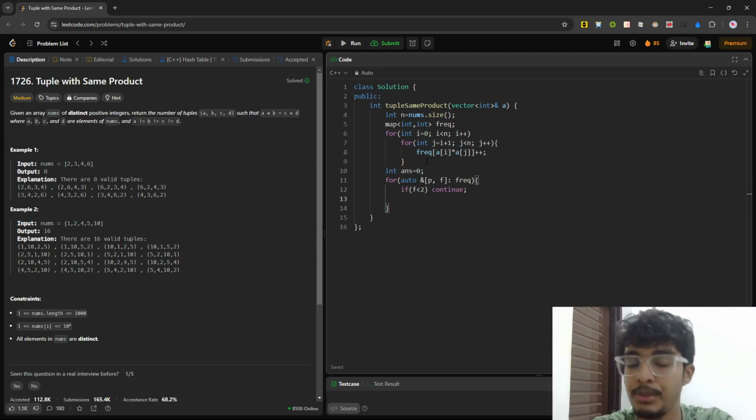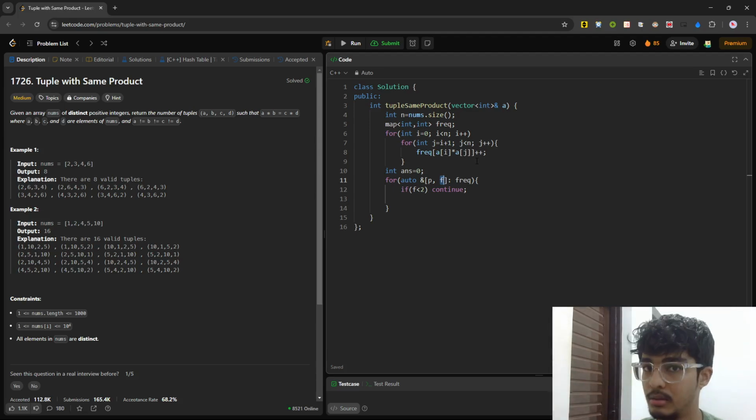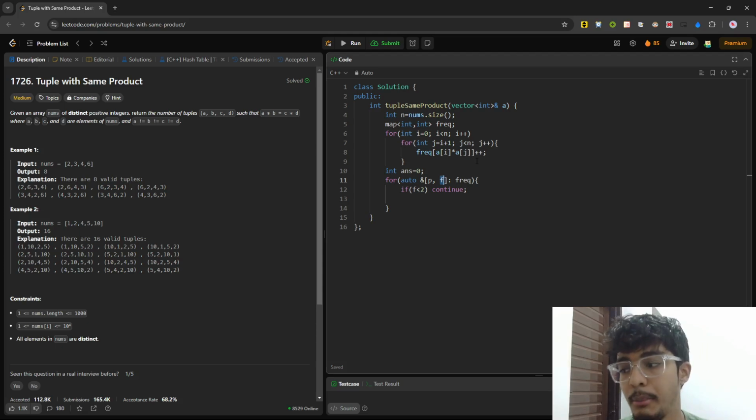Now the frequency is, let's say, f, as it's shown here in the for loop. The frequency is f, so the answer will be: first we have to pick 2 pairs from the f pairs, and then permute them.